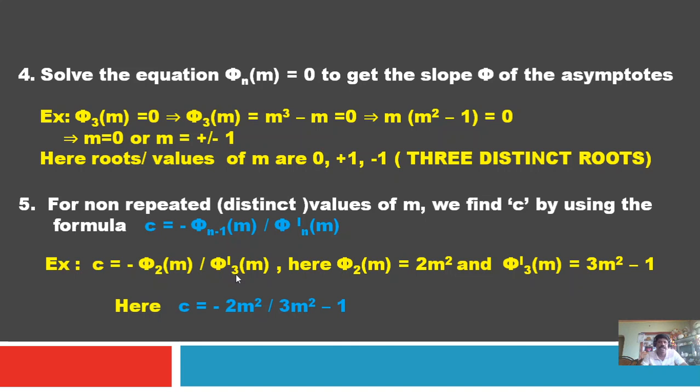We have to differentiate the phi 3 of m value one time. Since the value is m cube minus m, the differential value of phi 3 of m is 3m square minus 1. Here the general formula for the given curve is c equals minus 2m square, this is the value of minus phi 2 of m, divided by 3m square minus 1. This is nothing but phi 3 dash of m. If we observe the roots or the values of m, they are distinct, they are not repeated.